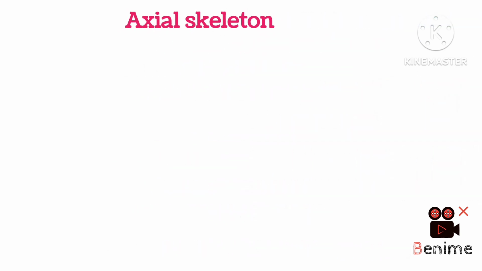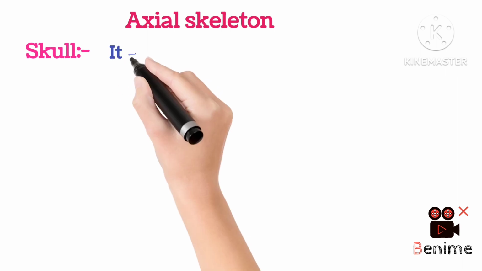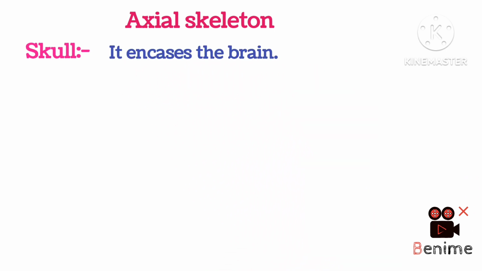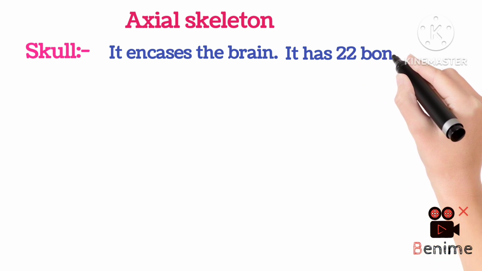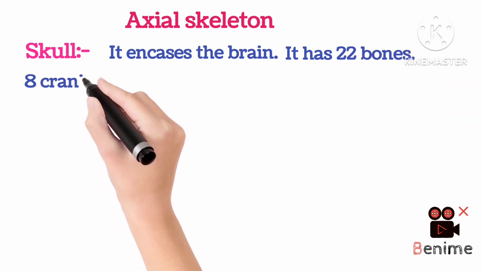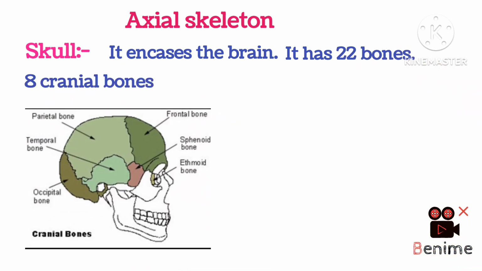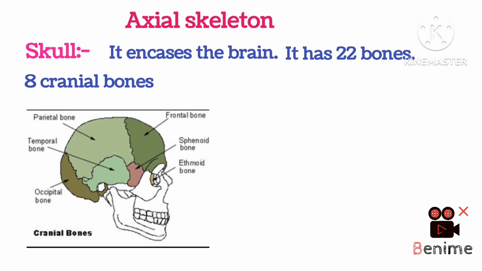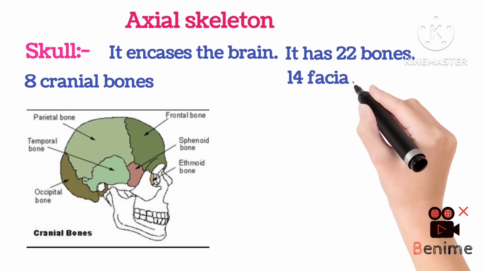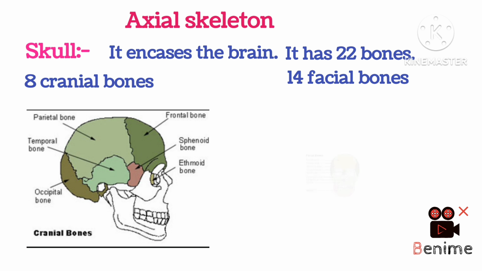Axial skeleton. First is skull. It encases the brain. It has 22 bones: 8 cranial bones and 14 facial bones.